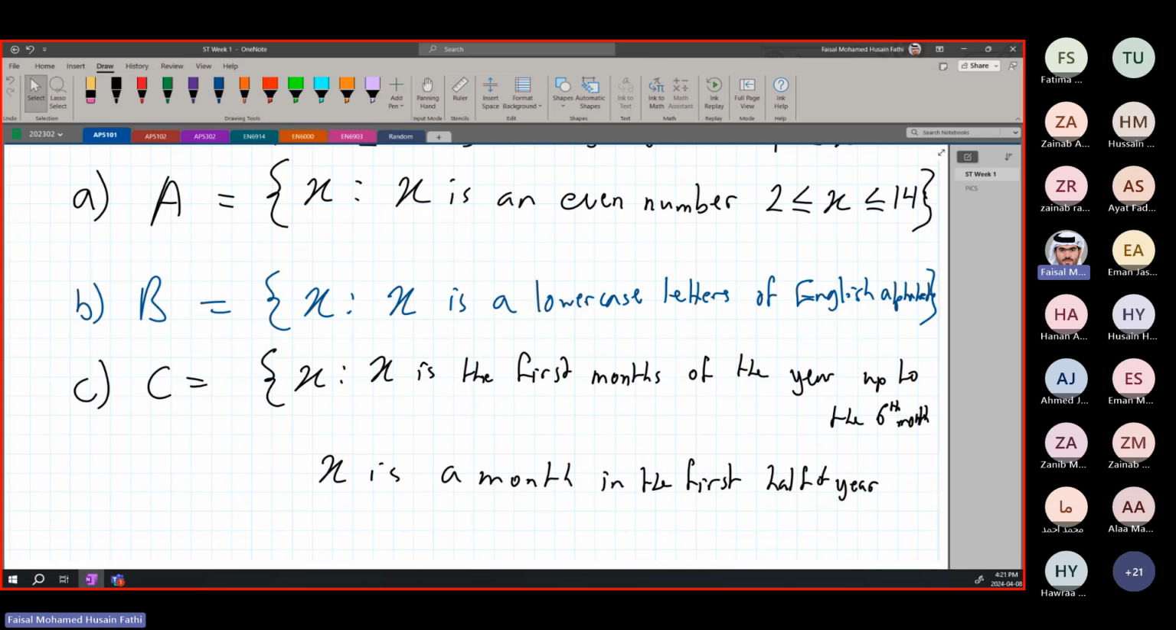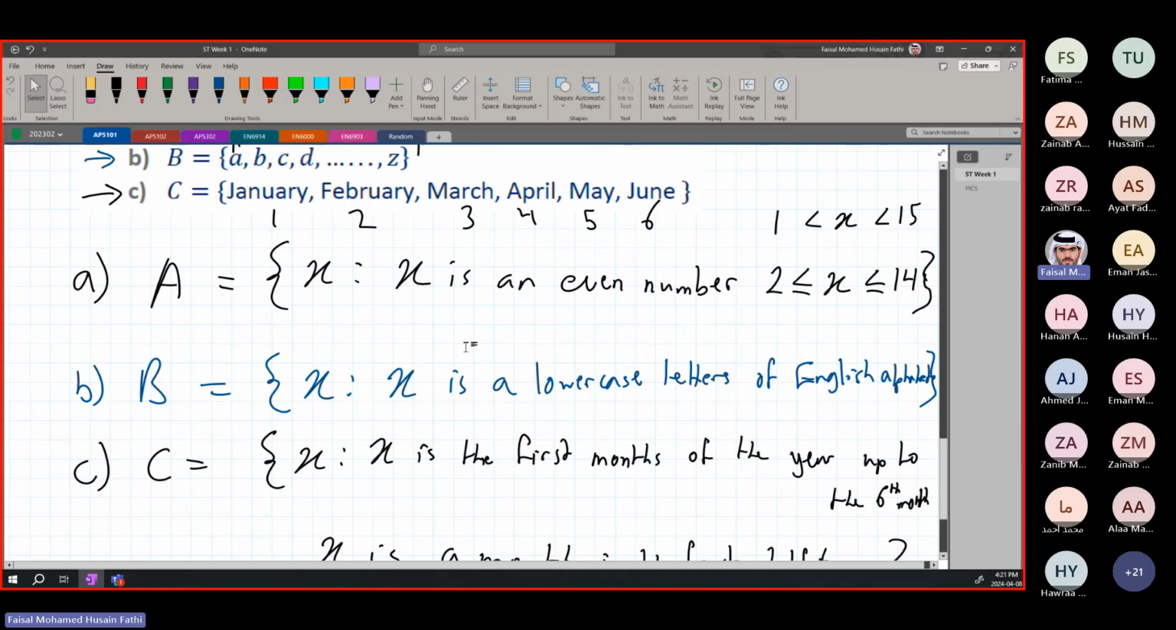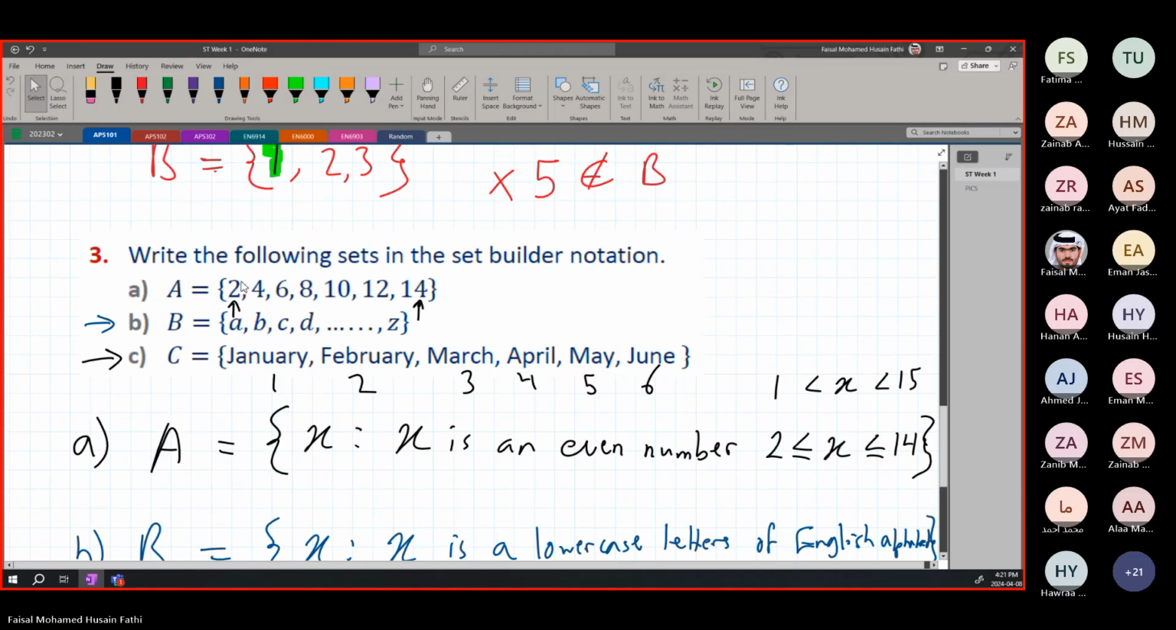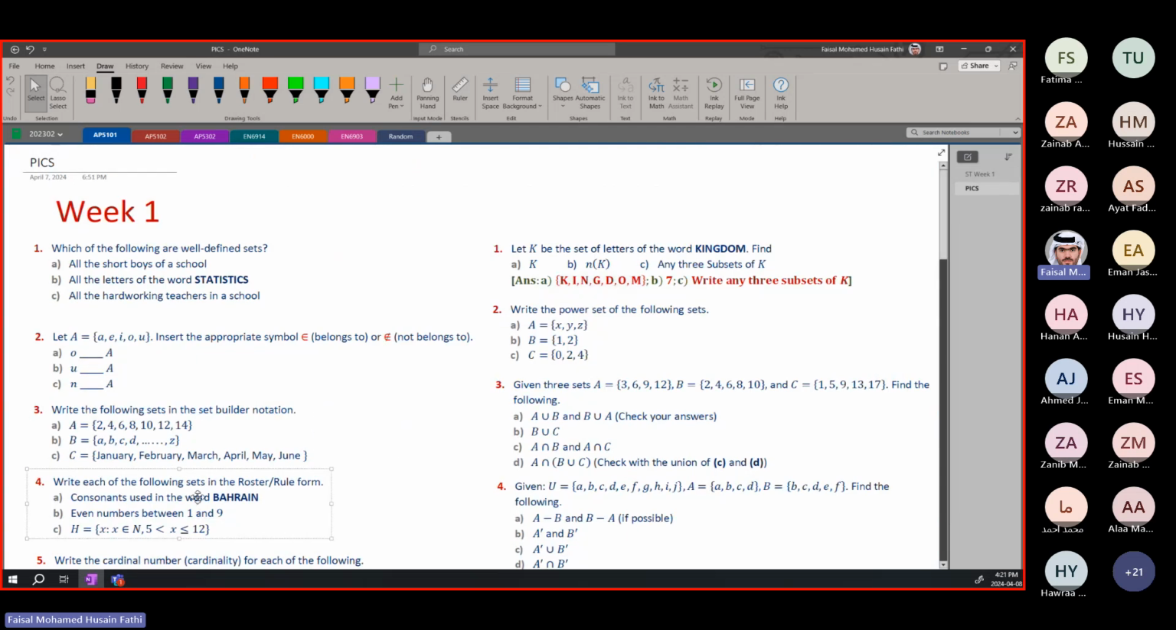Again, there are many different ways you can write this. The idea is that you understand set builder notation and what it means. You're defining the set using words, not numbers. This is the rule form, and then the roster form. You need to understand how you can convert back and forth between this and that. All right. Now we're going to do the exact opposite.